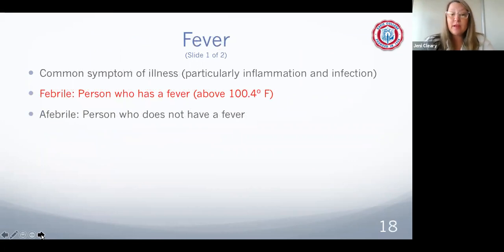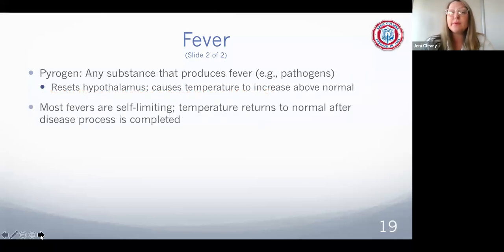So a fever is a common symptom of an illness, particularly inflammation and infection. Febrile is a person who has a fever, and this is going to be above 100.4. Afebrile is a person who does not have a fever. A pyrogen is any substance that produces a fever. This is going to include pathogens. This resets the hypothalamus, causing temperature to increase above normal. Most fevers are self-limiting. Temperatures return to normal after the disease process is completed.